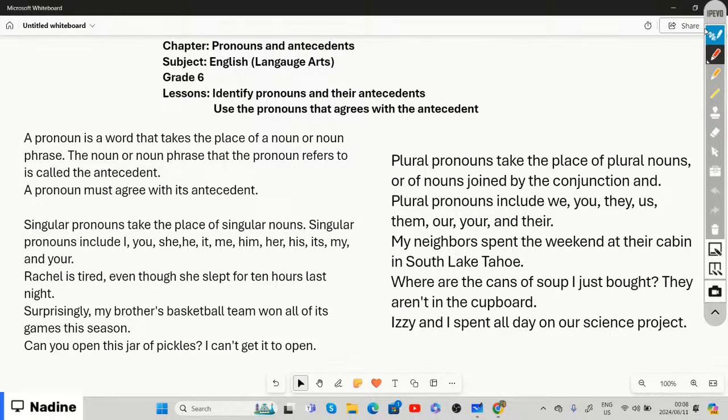And singular pronouns are words like I. You see, now you're taking the place of the noun, right? It's I, you, she, he, it, me, him, her, his, its, my, and your. Those are all singular pronouns. Singular pronouns take the place of a singular noun.